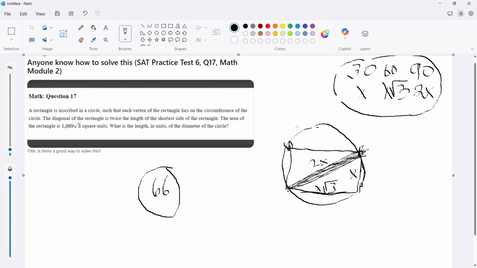And the key to this is knowing what inscribed means, and it lies on the circumference. That means on the edges of the circle. And then knowing a 30, 60, 90 right triangle.